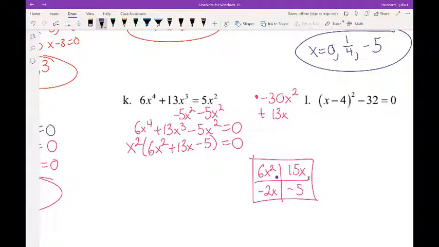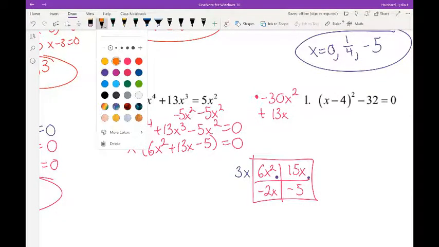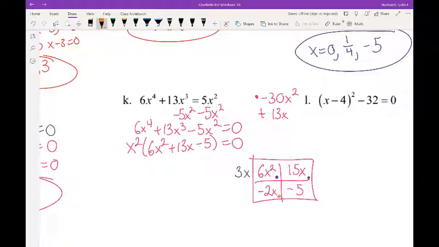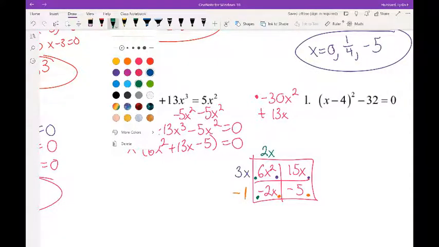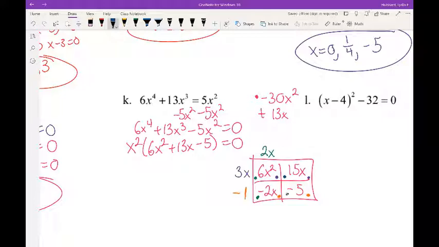Okay, so out of negative 6x squared and 15x, both of those have a 3 as well as an x in common. Out of negative 2x and negative 5, those only have a negative in common, so we'll just say it's a negative 1. Out of 6x squared and a negative 2x, they have a 2x in common. And then out of 15x and negative 5, they have a 5 in common. So again, we'll keep this x squared out front. And this factors to 3x minus 1, 2x plus 5.